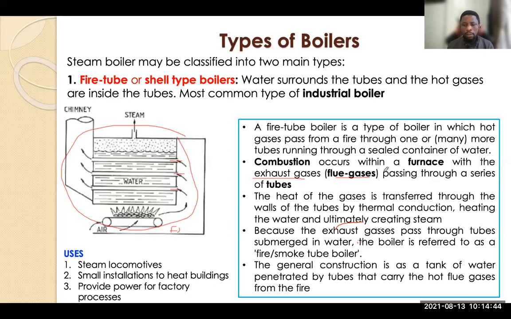I've captured that better on the blue box here. So that is how it works, and it is the most common type of industrial boiler. I've indicated some of its uses there: your locomotive engine, the old trains that use coal, your steam locomotives, and small installations. We mostly don't have that here in South Africa, but in the Western world they have central heating systems, where they have a radiator installed on the wall to heat up buildings. And you also have installations for factory processes.